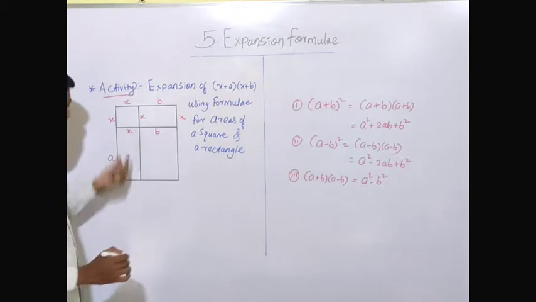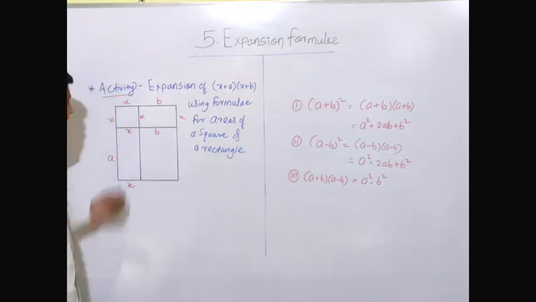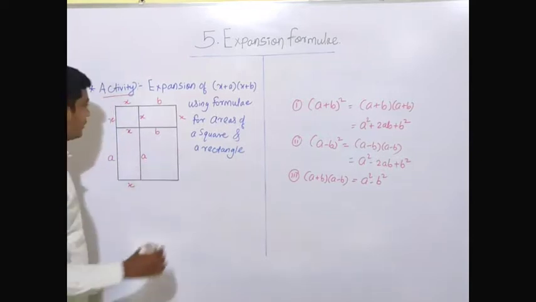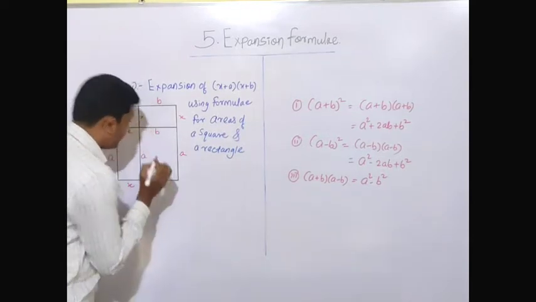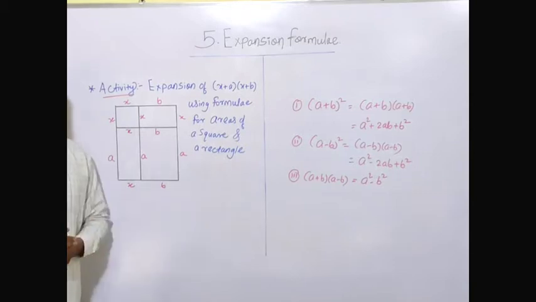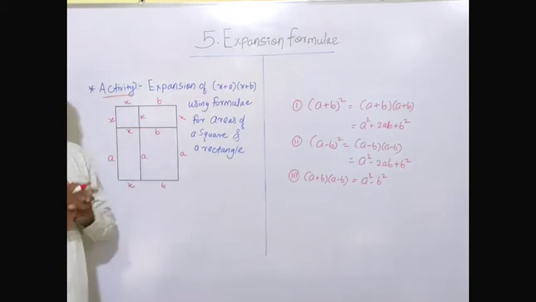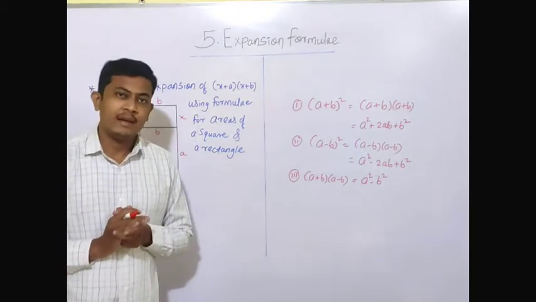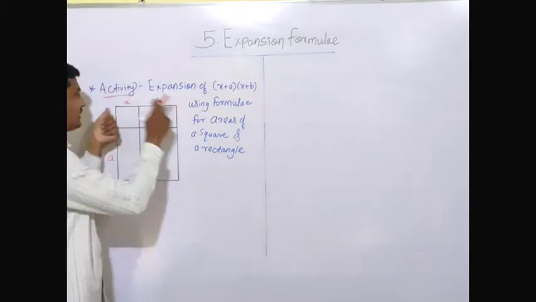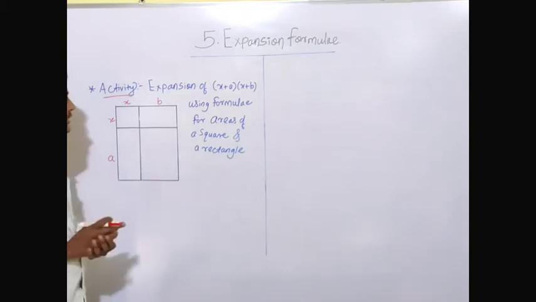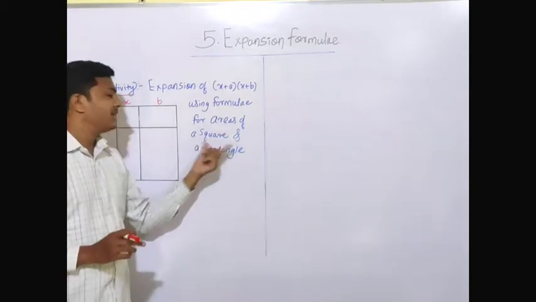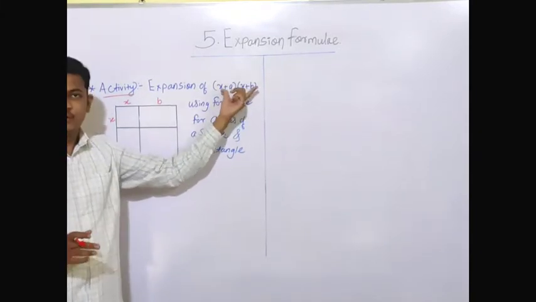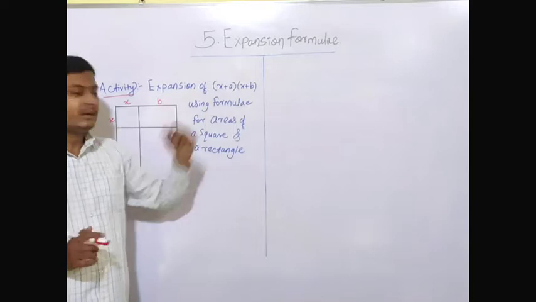Again, here is x. So the opposite side of the rectangle is again x. If this side is a, then the opposite side will also be a. In this way, we have put the values of the sides. Now, by using the formulas of areas of squares and rectangles, we have to expand the formula for (x plus a) into (x plus b).